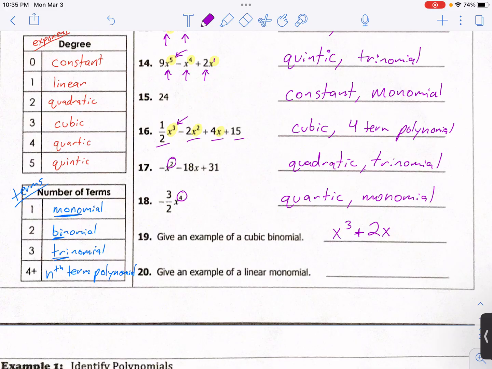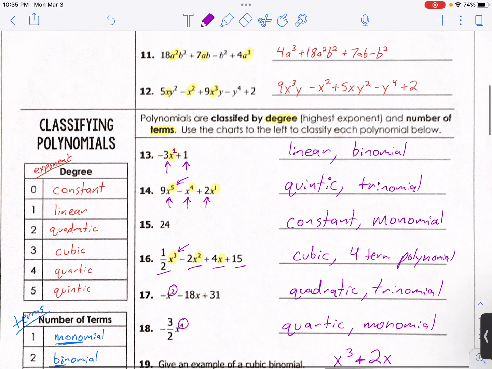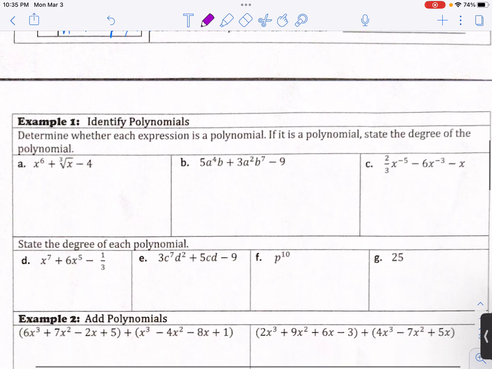All right, next one is going to be a linear monomial. Linear tells us we need to have an exponent of 1. So x to the first. And then monomial means just 1 term. So this would be your most basic. X to the first or just x. You could get fancy. You can make it a 3x. Lots of options for that. All right, so this is the foundation. Let's go on to the next page.